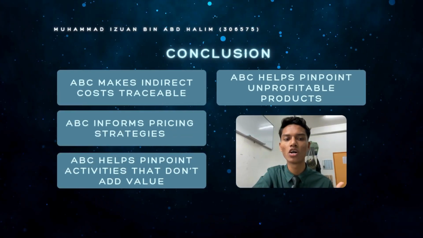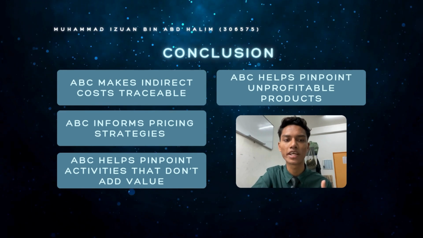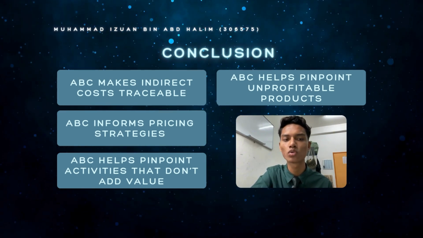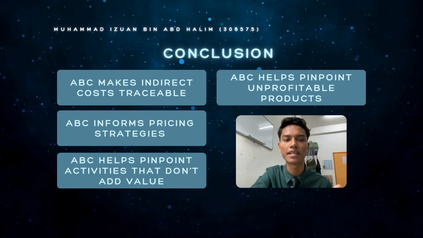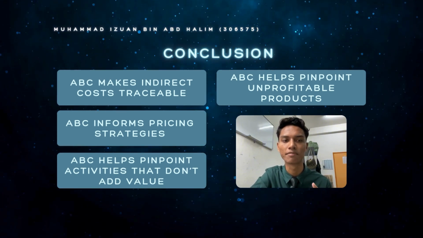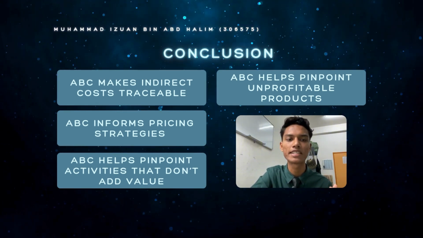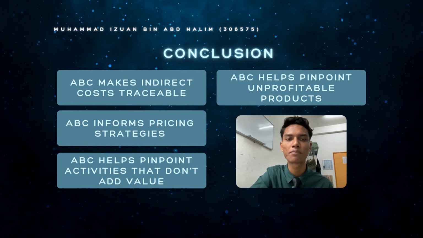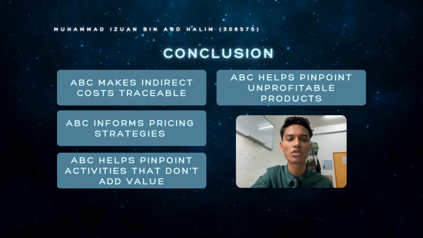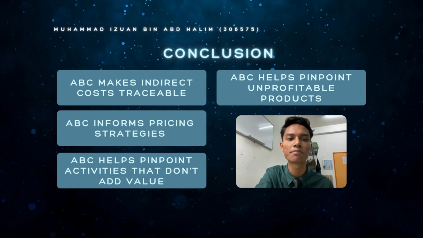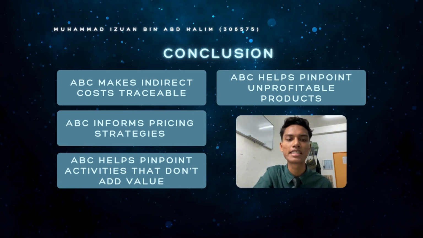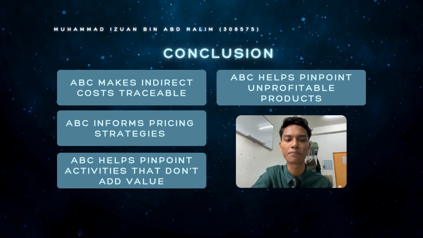In conclusion, all these benefits and advantages make activity-based costing a powerful tool for businesses aiming to manage costs more effectively and make smarter financial decisions. We have seen that ABC makes indirect costs traceable. ABC provides a clearer picture of where the resources are truly being used. It also supports more accurate and profitable pricing strategy, helping businesses improve margins and reduce underpricing.